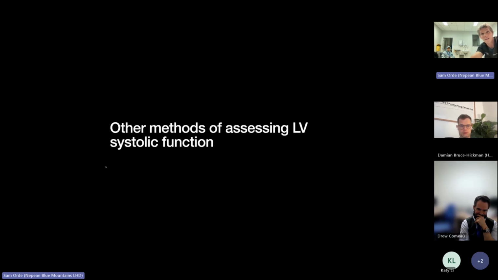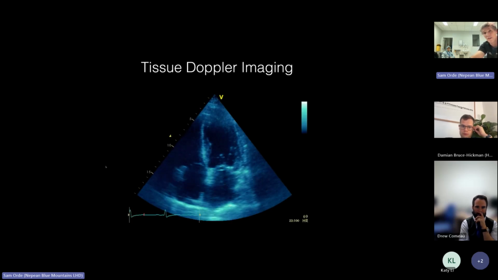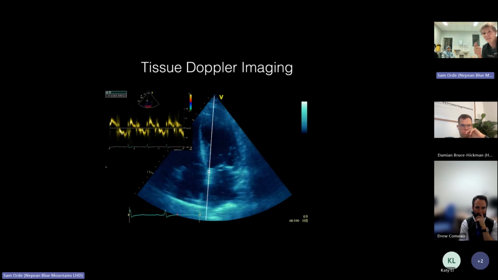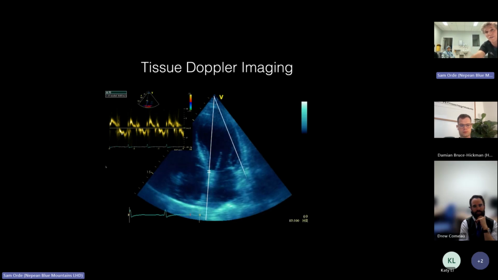So other ways of assessing it, we've got a few things. So first of all is tissue Doppler imaging. So tissue Doppler imaging is where we put our pulse wave cursor over the medial and lateral annulus of the mitral valve. We're using it for diastology, but we can also use it for systolic function.